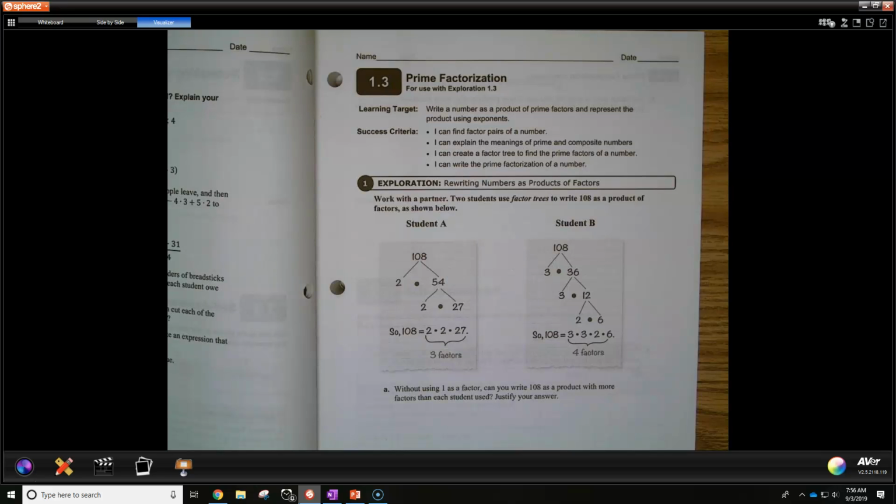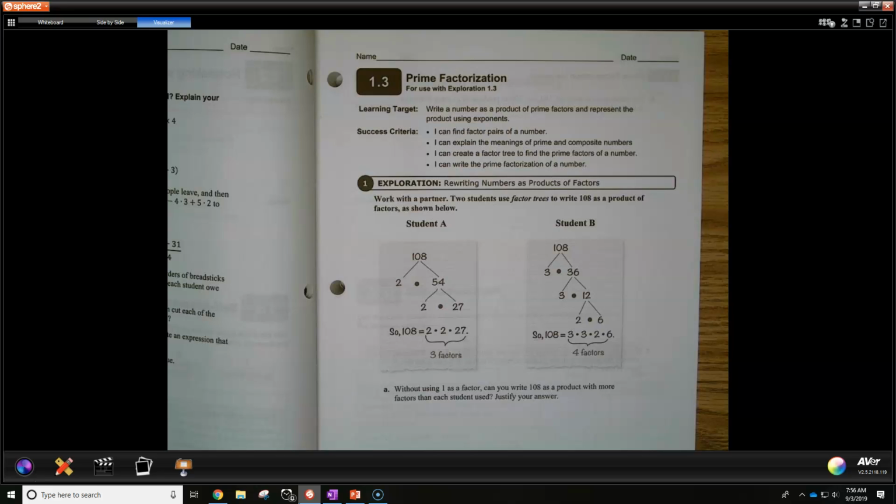Okay, here's where we are going to work with our partners, people at our table groups. We have our learning target. We have our success criteria. Here's your exploration. I'm going to explain just a piece of it, and I want to see if you guys can figure this out. It says, work with a partner, which is going to be your entire table group.